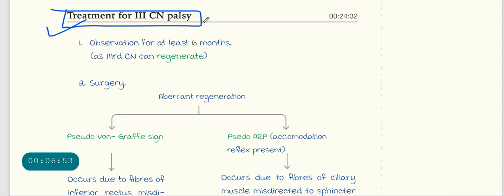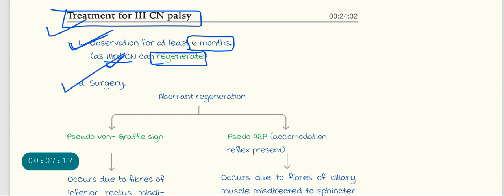Now, what is the treatment associated with this third cranial nerve palsy? Okay, after the clinical features. So we will observe the patient at least for 6 months, so that the third cranial nerve, which is injured or diseased, could regenerate. Okay, now there is this observation process, and there is a surgical method also. What is the surgical method? Basically in third cranial nerve palsy, the most common approach is this one, that is regeneration within the 6 months. But surgical means can also be used for aberrant regeneration.